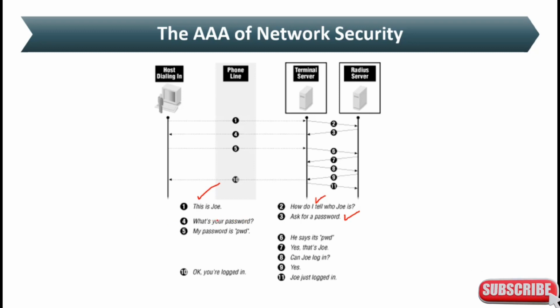Okay, the terminal server then asks me, what is your password? I reply with PWD. Then the terminal server, which is acting like a dumb server here, tells the Radius server it's PWD. The Radius server says, yes, that is Joe. Now again, the terminal server asks, can Joe log in? Again, the Radius server says, obviously man, he can now log in. And now the terminal server replies to me, okay, you are logged in. And finally, the terminal server tells the Radius server, okay, so Joe just logged in.